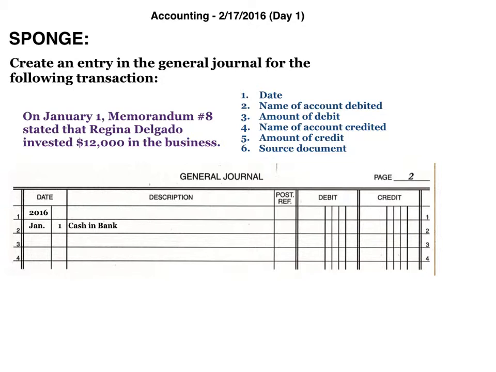Because $12,000 was invested in the business, it affects the cash in bank and also the capital. So cash in bank is debited for $12,000. The name of the account credited is Regina Delgado Capital, and that gets credited for $12,000. Remember, debits must equal credits. And then finally, our source document on the third line, memorandum number 8. So, just a reminder of how to create journal entries for a transaction.